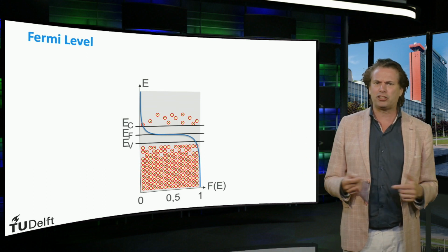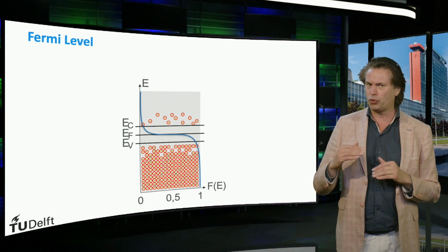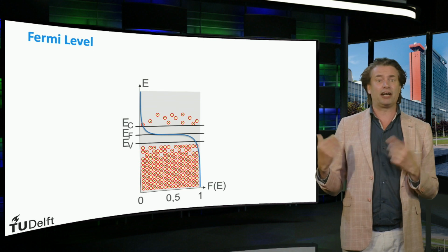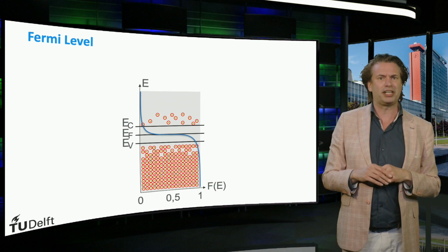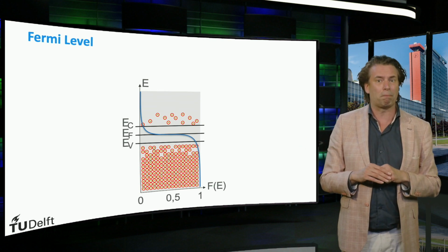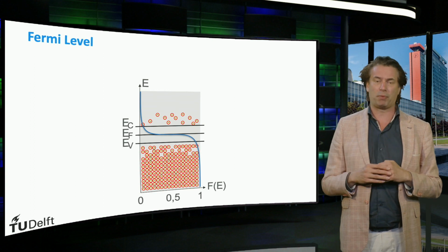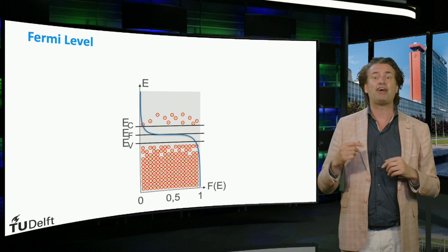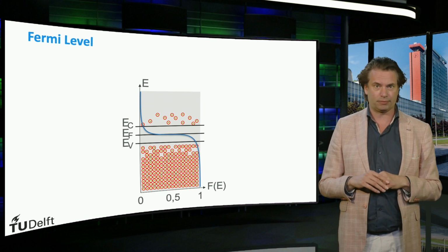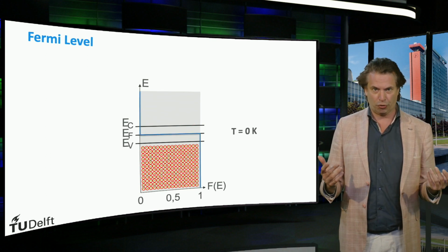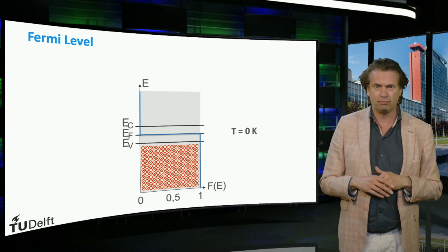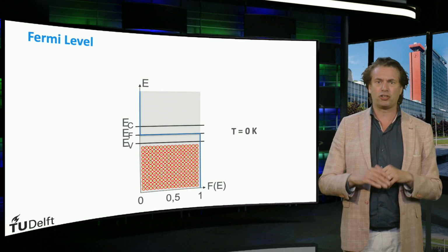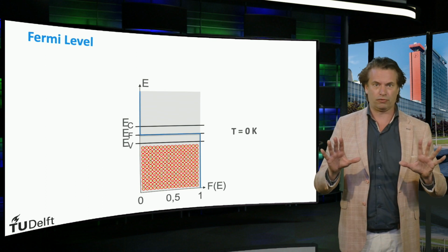So the real distribution of electrons over the 2 electronic bands becomes more complicated. In general, the Fermi-Dirac function shows that the energy levels in the conduction band have a low probability to be occupied, while the energy levels in the valence band have a high probability to be occupied. At absolute zero, a temperature of 0 Kelvin, all electrons fully occupy the valence band. The semiconductor material is not conductive.